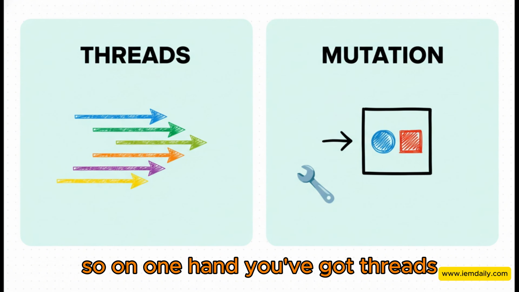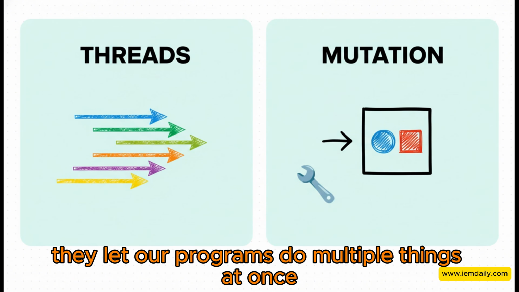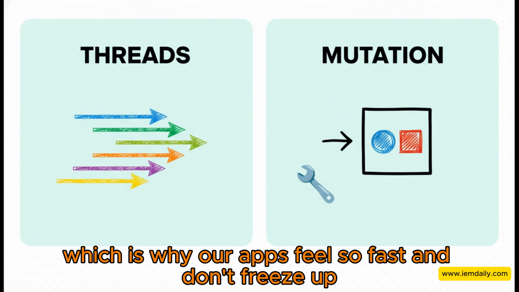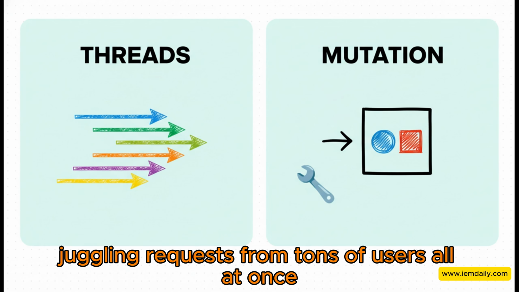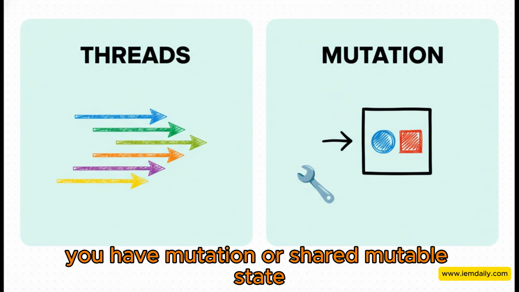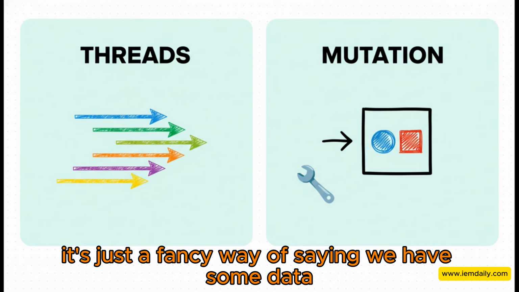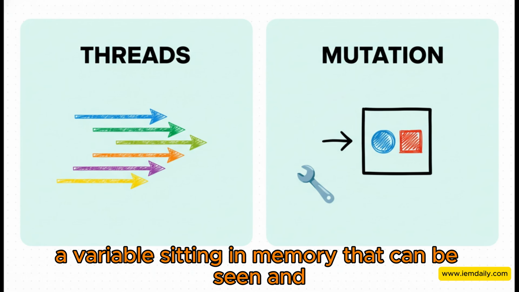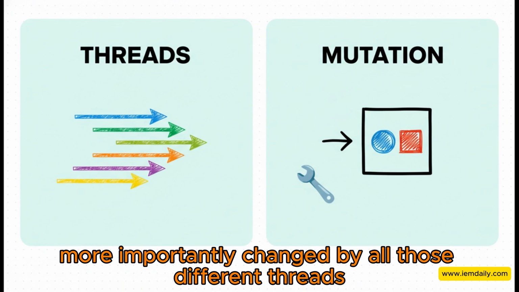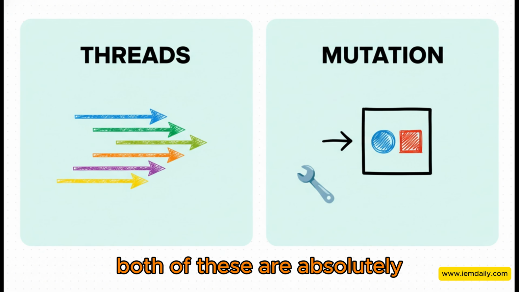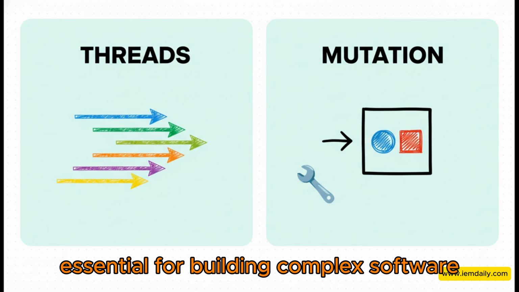So on one hand, you've got threads. These are amazing. They let our programs do multiple things at once, which is why our apps feel so fast and don't freeze up. Think about a web server juggling requests from tons of users all at once. Then, on the other hand, you have mutation, or shared mutable state. It's just a fancy way of saying we have some data, a variable sitting in memory that can be seen and, more importantly, changed by all those different threads. Both of these are absolutely essential for building complex software.